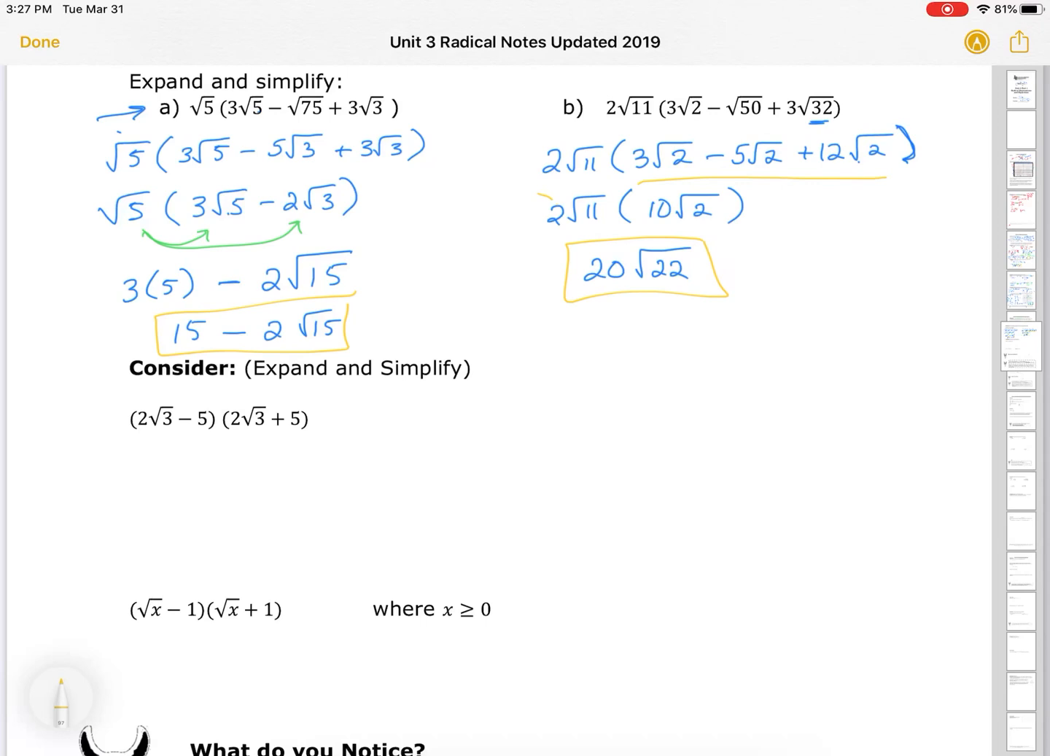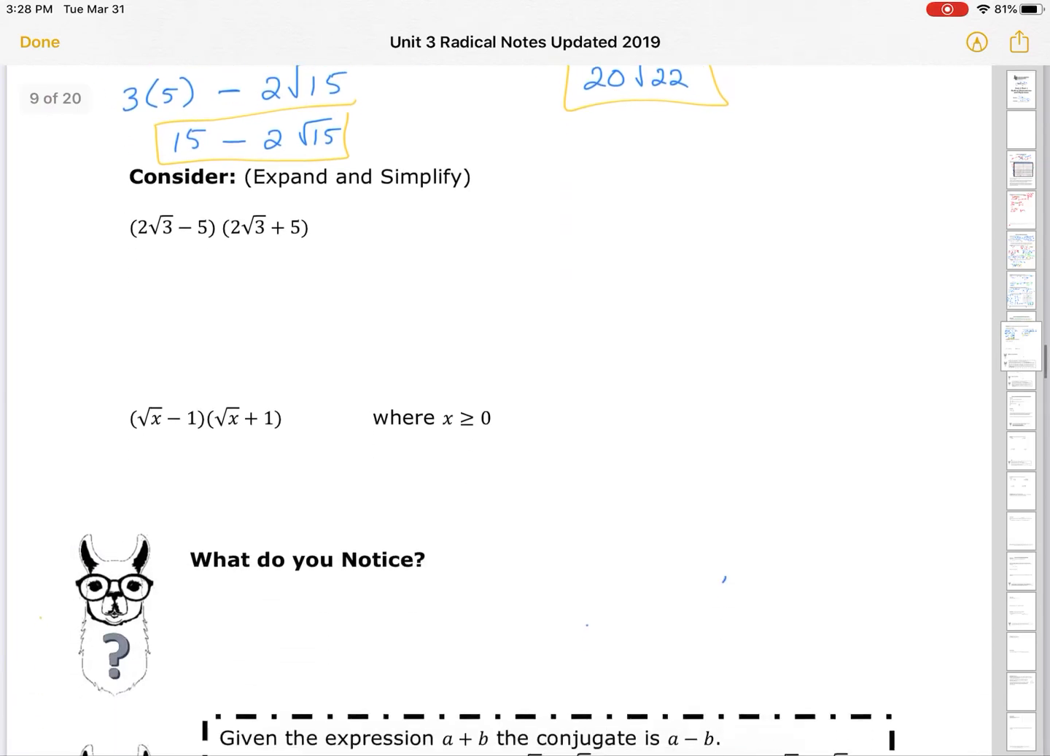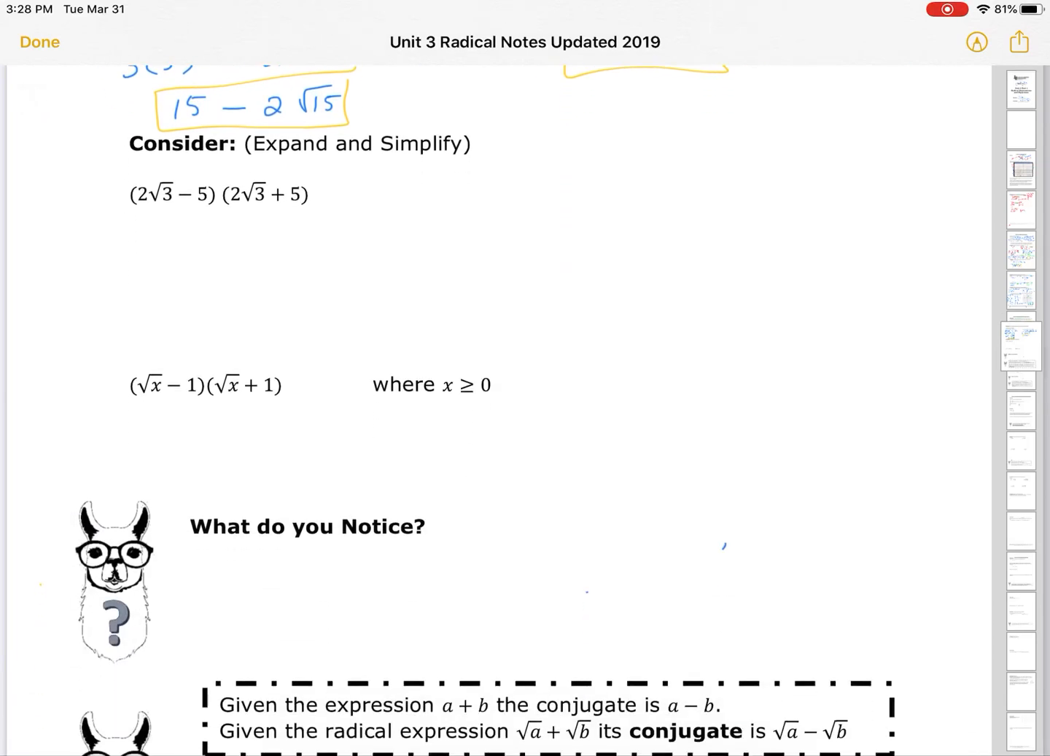Okay. But you can see in this one here that by simplifying those, by changing them to mixed radicals, I could collect them, and we only have to do one multiplication. You would still get the same answer if you distributed first and then simplified, but I think doing it this way for this particular question makes it easier. Okay? Consider.